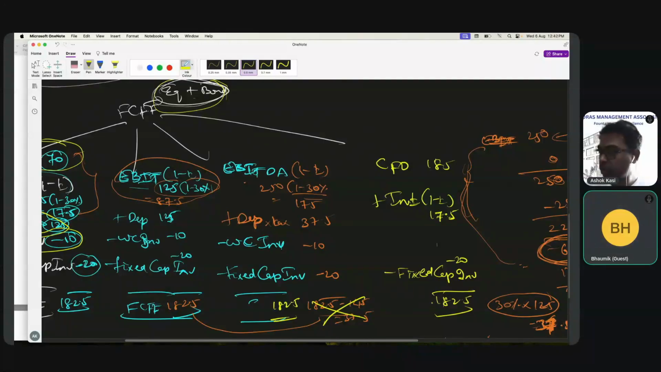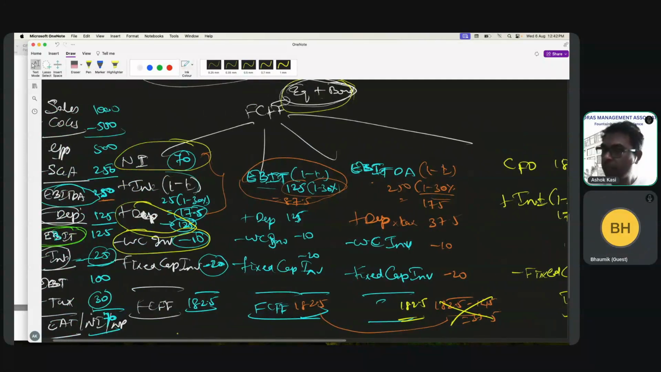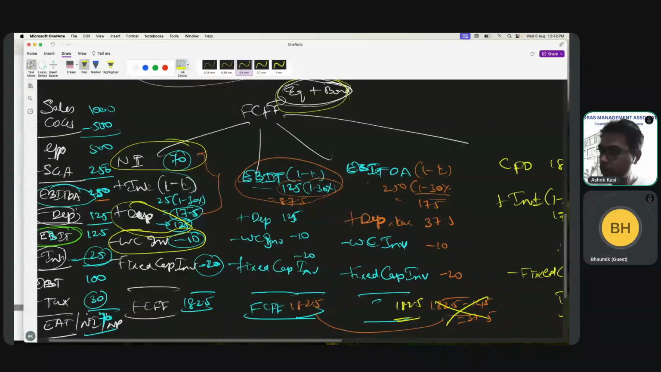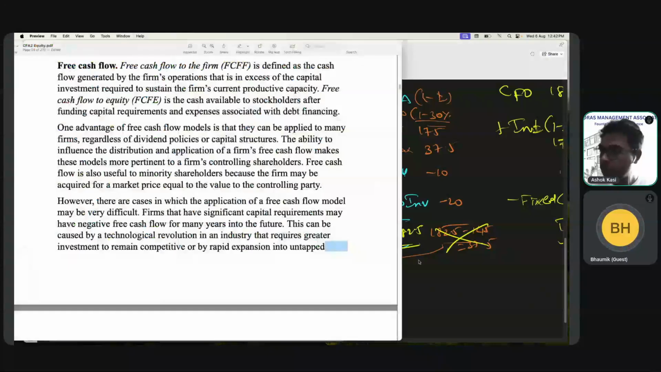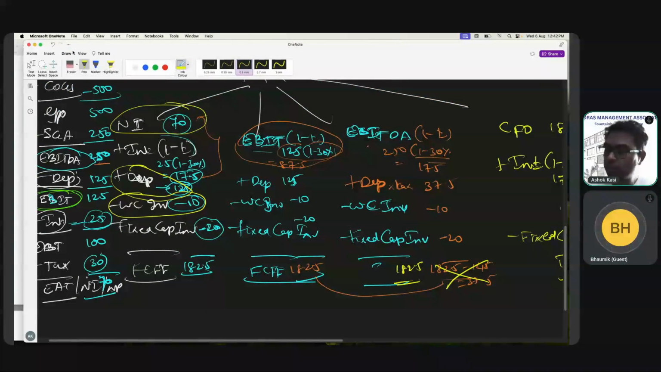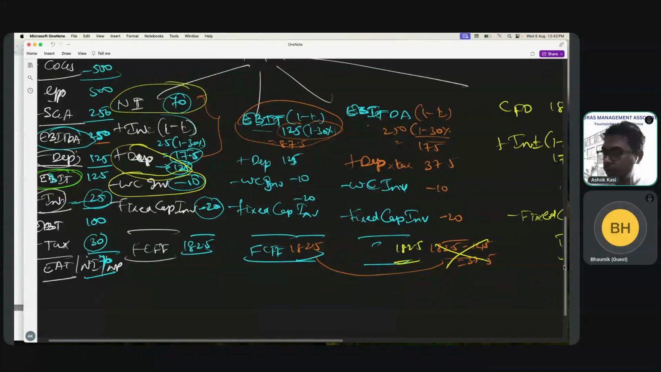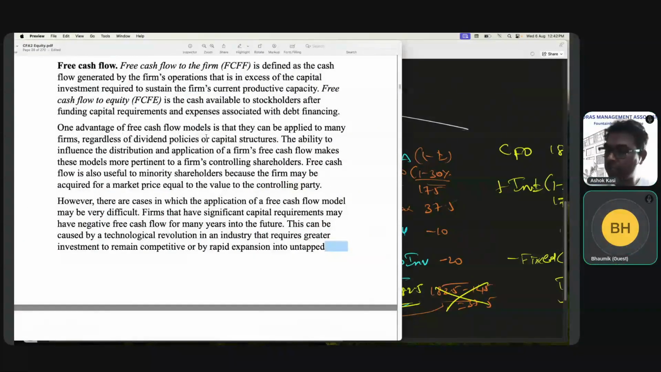So yes, understood. This is it. You can practice this later at home. With numbers, if you know, it will build confidence in you. So this is free cash flow to the firm.